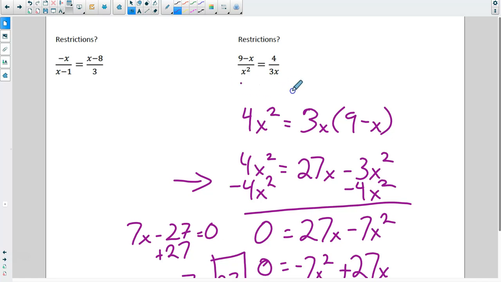Folks, what solution is not a solution? 0, right? Because our restriction right here should be x cannot equal 0.